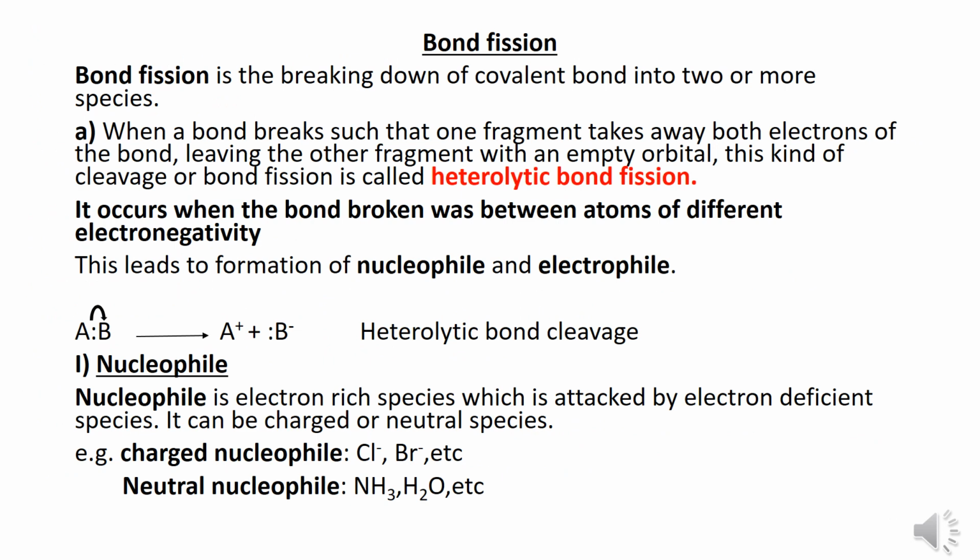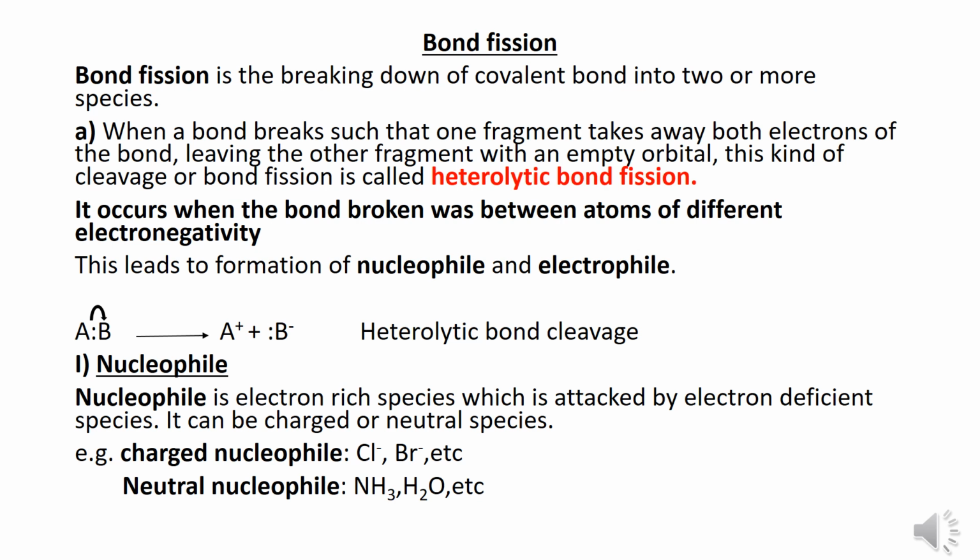Bond fission. Bond fission is the breaking down of a covalent bond into two or more species or fragments. This can occur in two ways: heterolytic bond fission or homolytic bond fission. Later we discuss those two cases.